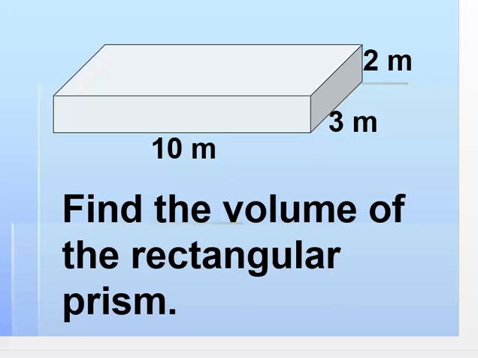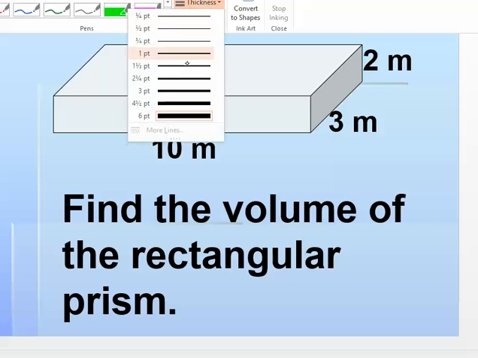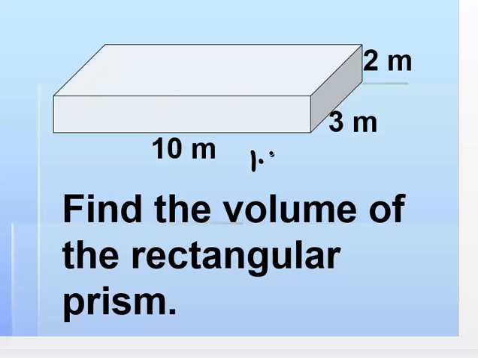Find the volume of this rectangular prism. Length times width times height. 10 times 3 times 2 is 60 meters cubed.